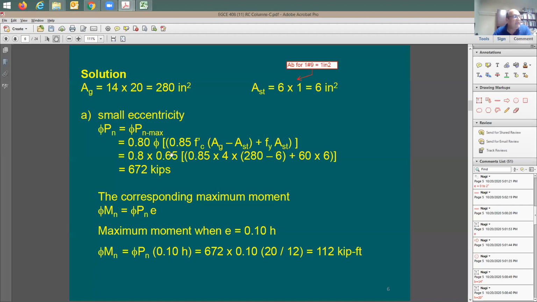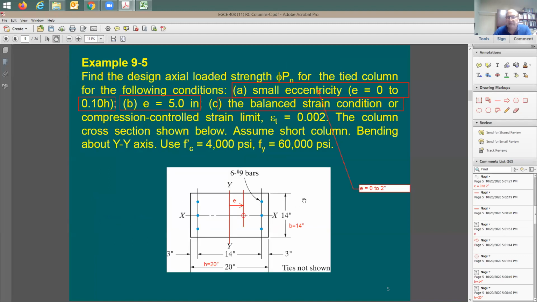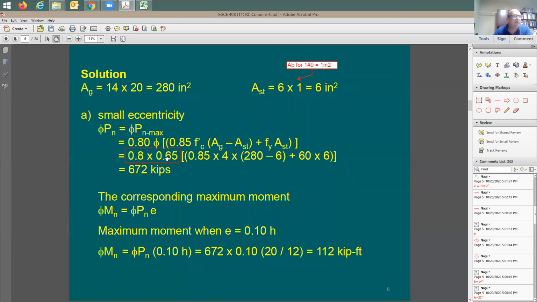For the small eccentricity, as we said, I should be able to use this equation. This is the simple equation for axial compression capacity of a concrete section. We have this 0.8. What is the 0.8 for? It's for the small eccentricity. And the phi factor is 0.65 for tied columns. Yes, this is going to be tied columns. I don't see a spiral column in front of me, so I know I'm going to be using 0.65 and 0.8 instead of 0.85 for a spiral column.